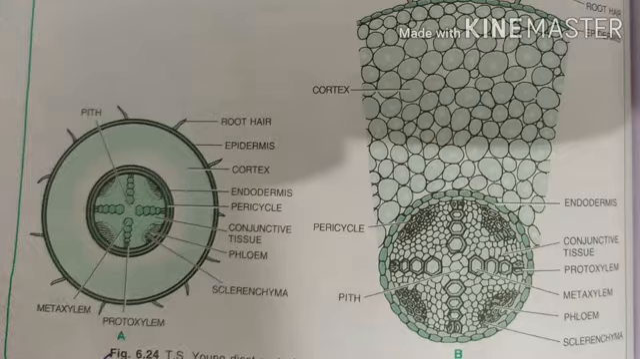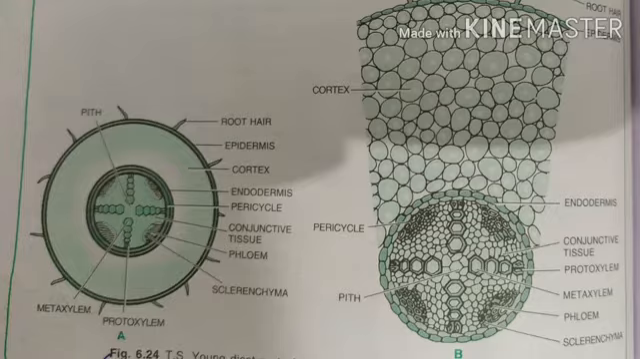Then the next one is the endodermis. The endodermis is made up of barrel shaped cells, and there is a Casparian strip present in it. Casparian strip means suberin deposition is present here. Suberin is impervious to water, so it will not allow the water to pass to the inner cells. Therefore, there is another cell known as the passage cell, which is without suberin deposition, that will allow the passage of water to enter into the inner cells.